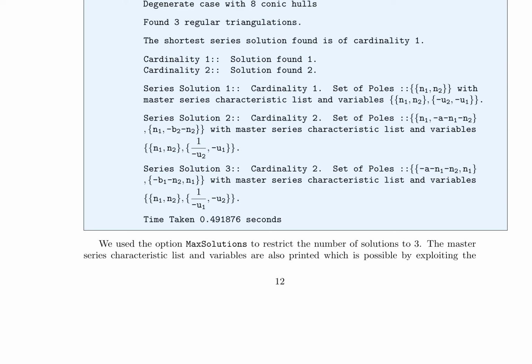The paper then details the 3 series solutions found, each with its own set of poles, master series characteristic list, and variables. These solutions are crucial for evaluating the multiloop integral using the MB representation and triangulation method. The computational time taken for these operations is also recorded, demonstrating the efficiency of the proposed framework.